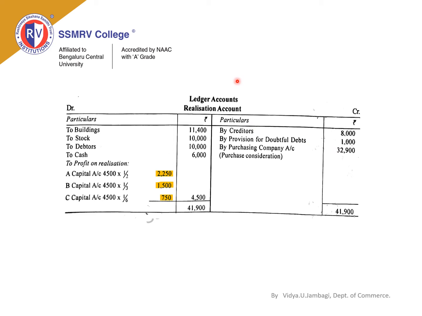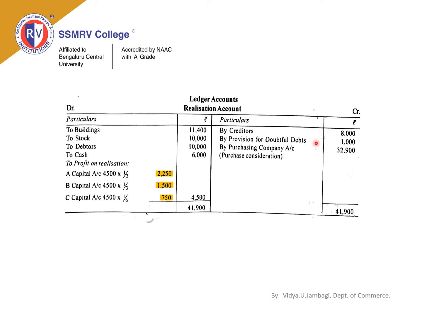Next is to prepare ledger accounts in the books of the vendor firm. So the first account that we prepare is the realization account. Now since we have already prepared the journal entries, we are going to post these journal entries relating to realization account here. So the first entry is for transferring assets at book value. So it is posted on the debit side of realization account.